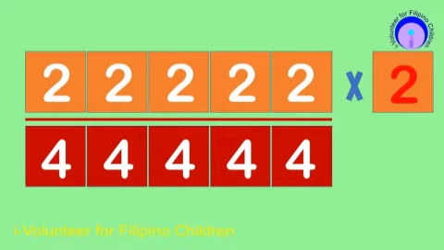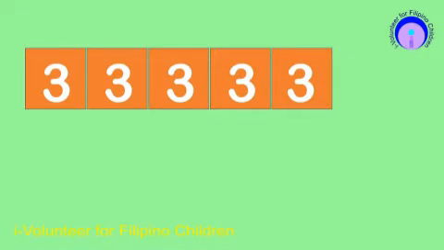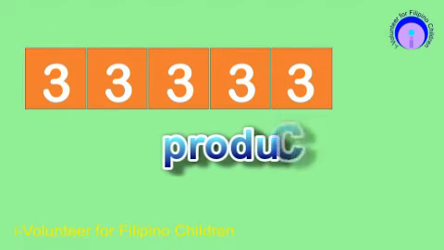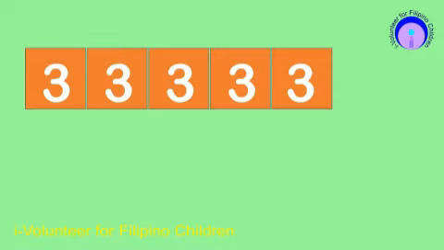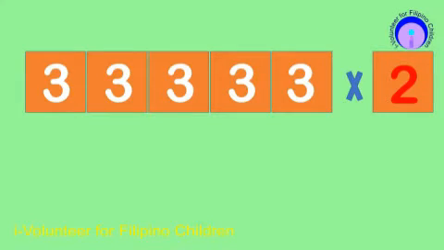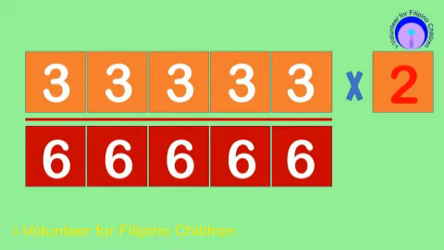Alam niyo ba na ang product ay always even number? Paano to? Even number ba ito? Odd number to. Yes, tama ka. Ang tinutukoy natin ay ang result ng pagmumultiply kung tawagin ay product. It is always an even number when you are multiplying a number by 2. By this time, alam niyo na ang sagot. Just double the digits. The answer is 66,666.